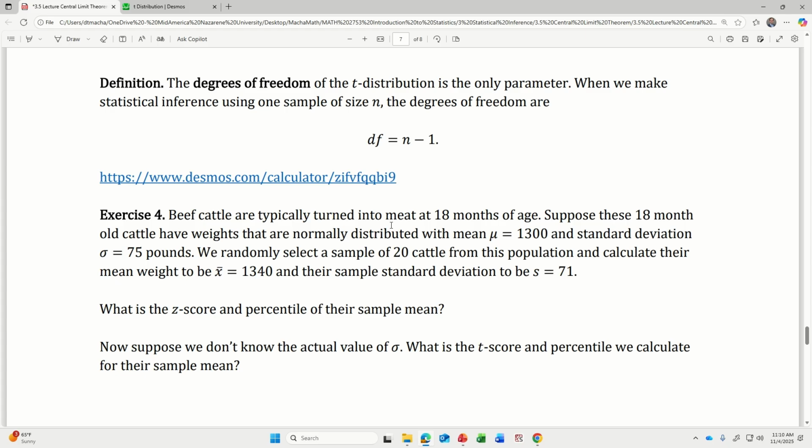Okay, so when we say degrees of freedom, it's a new vocabulary word. The degrees of freedom of the t-distribution is n minus 1. It's 1 less than the sample size. So if I have a sample size of 30, my degrees of freedom is 29.